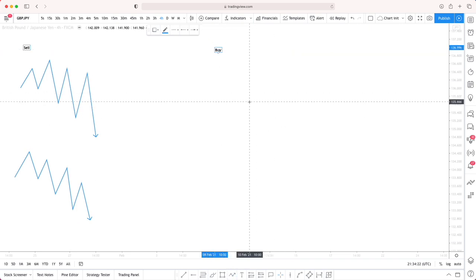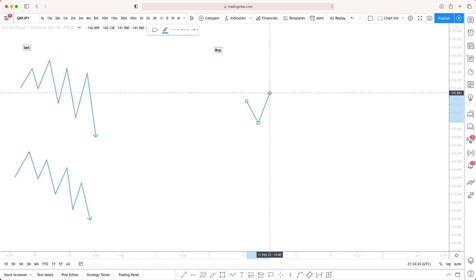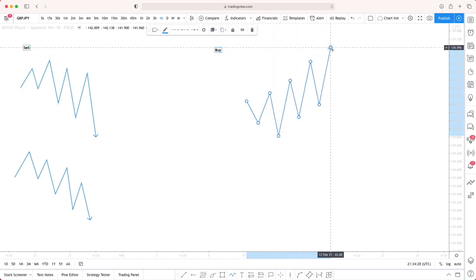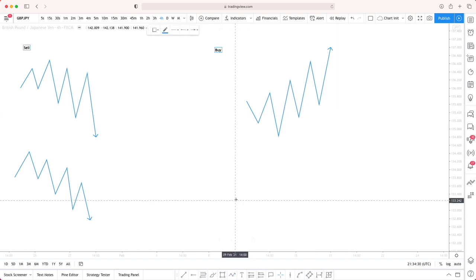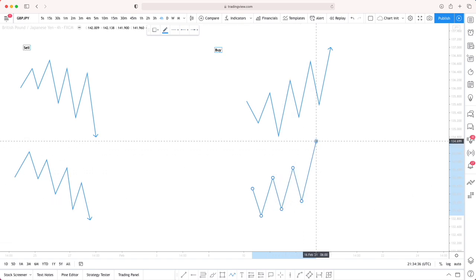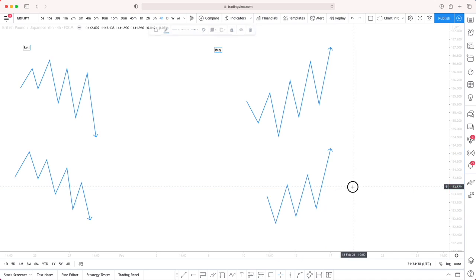So the first pattern is that, and the second pattern is this. Have I drawn this too close? No, it's fine. There we go.